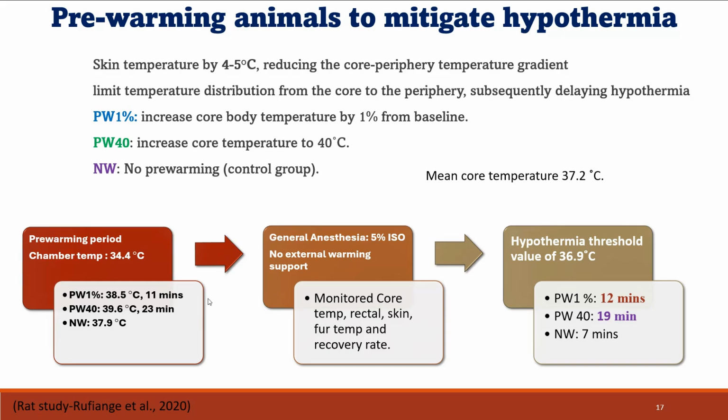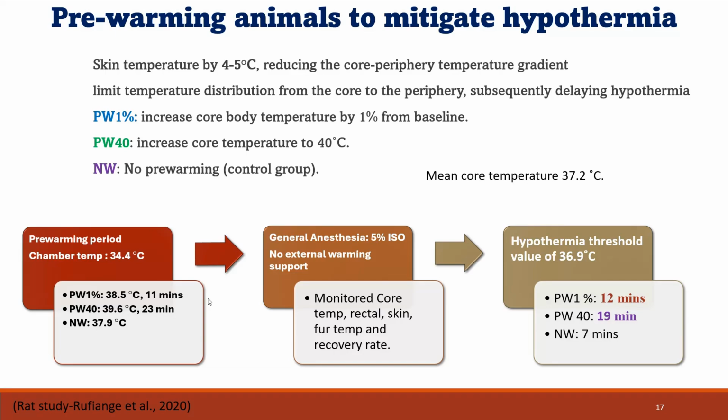So they had three pre-warming groups. The first group was NW, that was no pre-warming, which served as control. The second was PW40, wherein they increased the core temperature of the animal, that is rectal temperature, by pre-warming by 40 degrees. Then PW 1%, where the core body temperature was increased by 1% from the baseline. The baseline was around 37.2 degrees, and they defined the hypothermia threshold as 36.9.